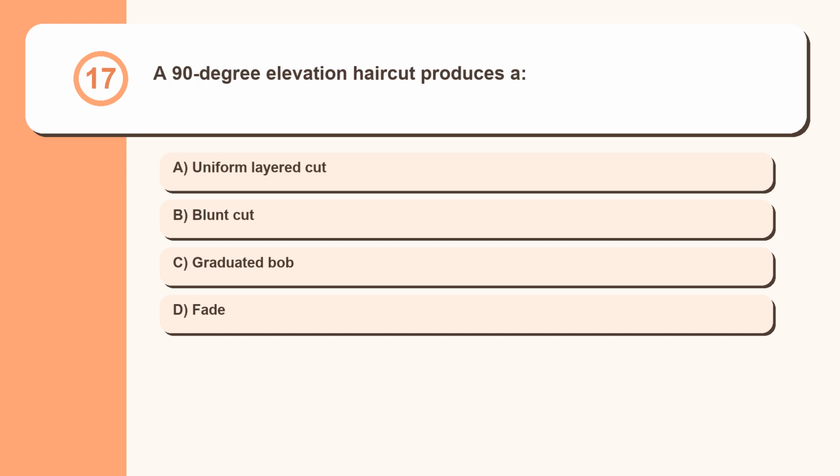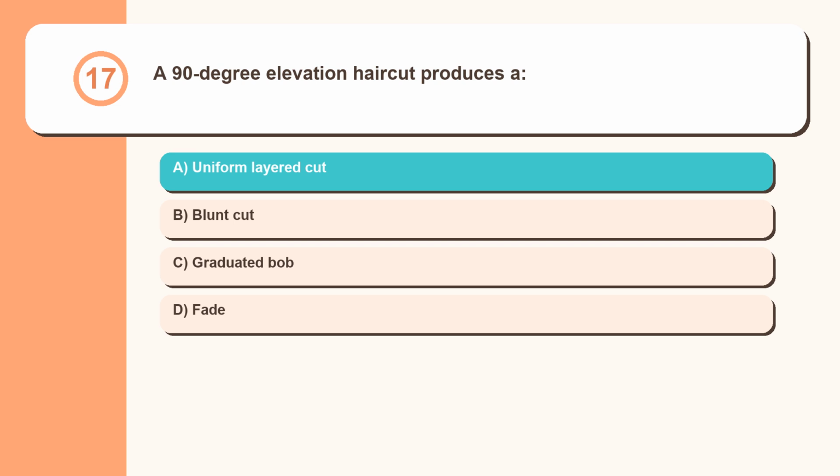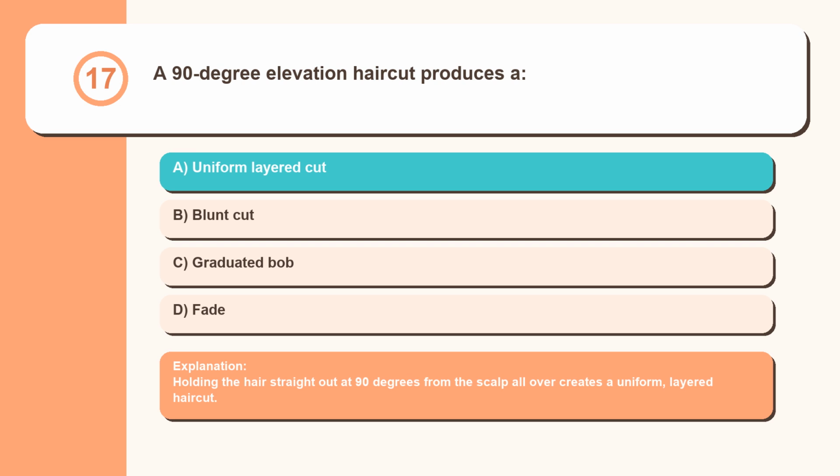Question 17. A 90-degree elevation haircut produces a: uniform layered cut, blunt cut, graduated bob, fade. Holding the hair straight out at 90 degrees from the scalp all over creates a uniform, layered haircut.